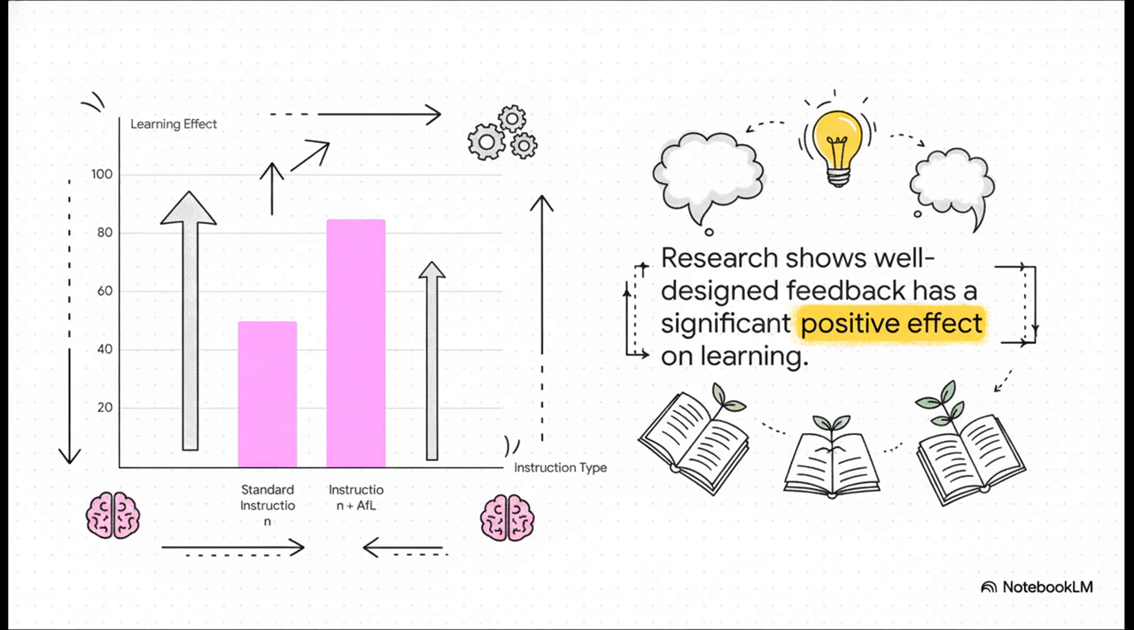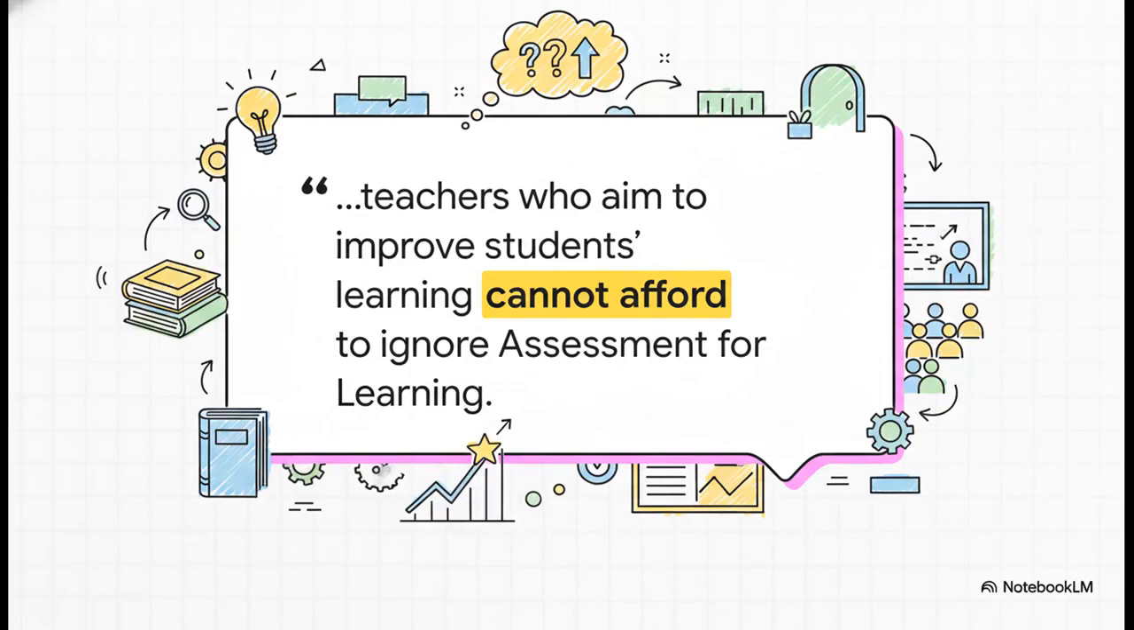And the data absolutely backs this up. Big meta-analyses show that while standard instruction has a decent effect, when you add this layer of assessment for learning and high-quality, forward-looking feedback, the positive effect on student learning becomes huge. The evidence is just so compelling that it leads to this pretty powerful conclusion. Basically, teachers who really want to improve student learning simply cannot afford to ignore this. It's not just another strategy. It's fundamental to building a classroom where every single student can succeed.